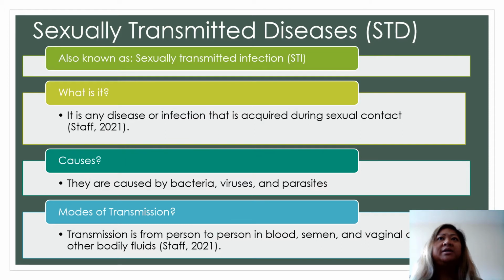First topic of discussion is sexually transmitted diseases, also known as sexually transmitted infections. So what is it? It is any disease or infection that you can get while having some type of sexual contact. What causes STDs or STIs? STDs are caused by bacterial, viral, and parasitical infections. How are STDs transmitted? So modes of transmission are from person to person through blood, semen, and vaginal or other bodily fluid contact.